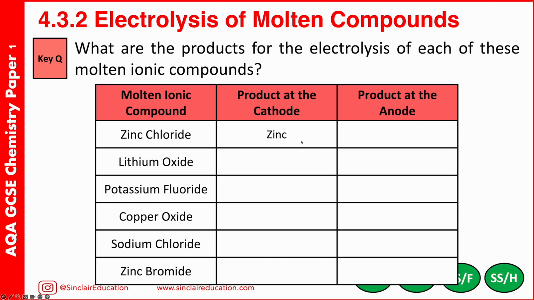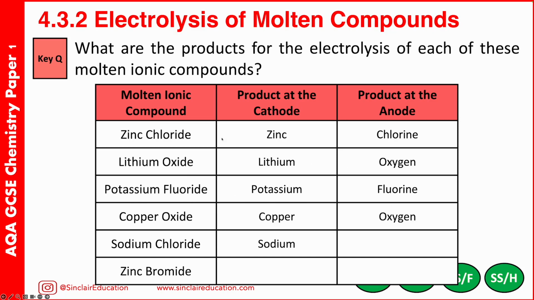So at the cathode, I'll make zinc, and at my anode, I'll make chlorine. For the next one, lithium oxide, well, I'll make lithium at the cathode, and oxygen at the anode. And we carry on in this way. So notice my molten ionic compound has been split into two simpler substances. So here my copper has been formed, and then oxygen. Sodium chloride is broken down to sodium and chlorine that goes to the anode. And zinc bromide will be zinc and bromine.